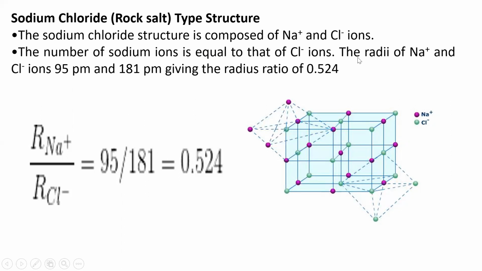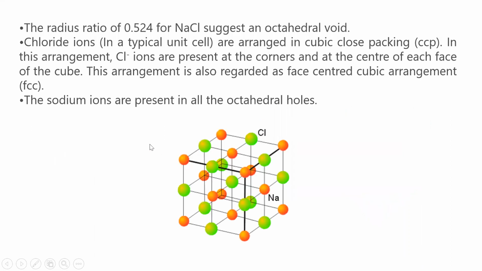The radius of sodium ion and chlorine ion is 95 picometers and 181 picometers respectively, giving the radius ratio 0.524. This is the radius ratio of cation to radius of anion, equal to 0.524. The radius ratio of 0.524 for sodium chloride suggests that it contains octahedral voids. Based on the radius ratio of cations and anions, we can decide whether it is a tetrahedral void or octahedral void. The chloride ions are arranged in cubic close packing.